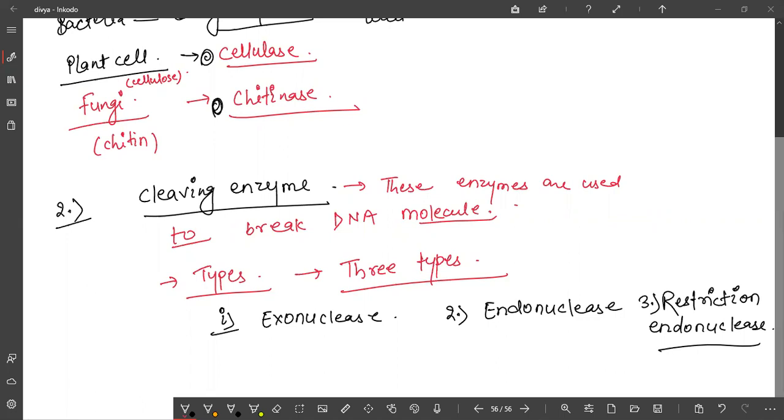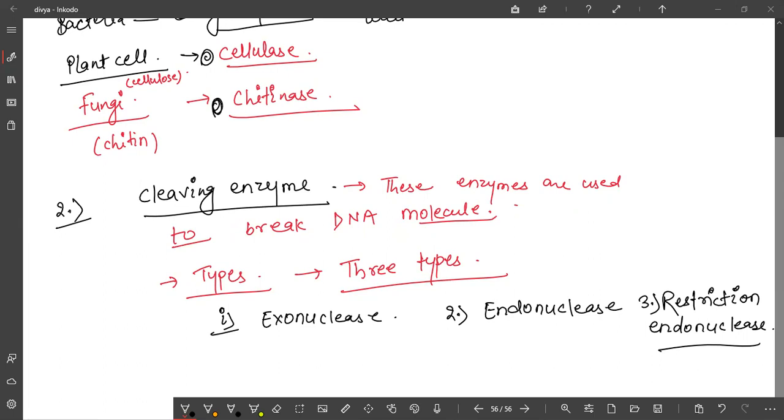Is DNA single stranded or double stranded? Both are there, but generally DNA is double stranded, not single stranded. Watson and Crick model, do you know? It is a double helical structure. Okay, not single stranded.